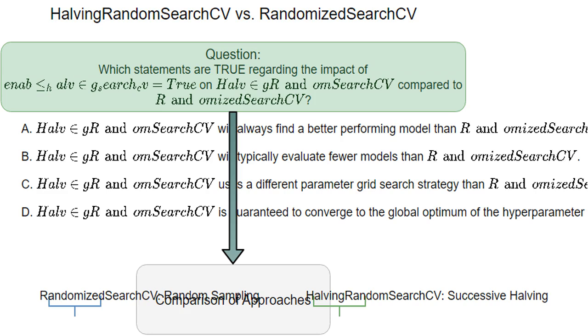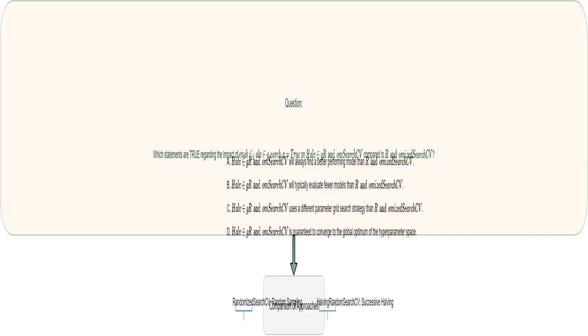I'm comparing two methods for finding the best settings, hyperparameters, for a machine learning model. Halving random search CV and randomized search CV. Think of it like searching for the perfect recipe. Randomized search CV tries random combinations, while halving random search CV is more strategic, discarding bad recipes along the way. This question tests your understanding of how halving random search CV differs from randomized search CV. We're evaluating 4 claims about their behavior.